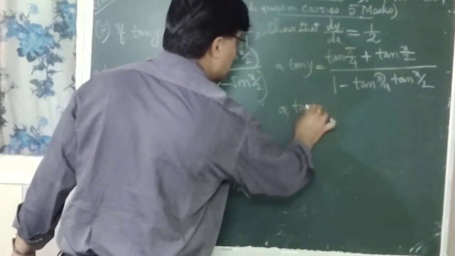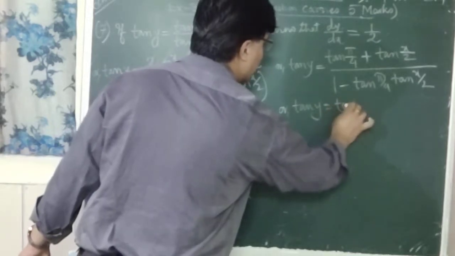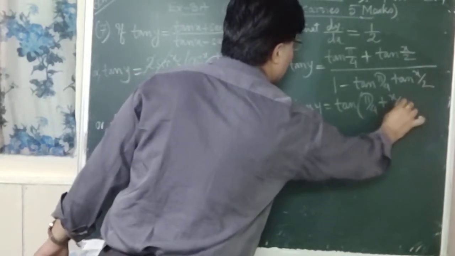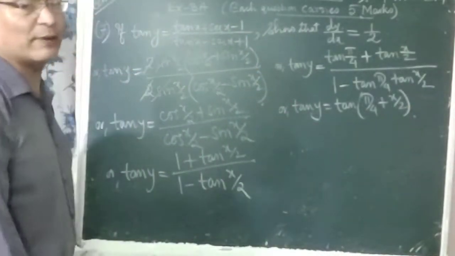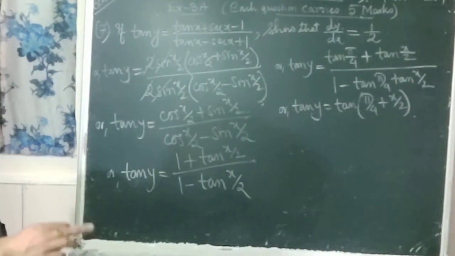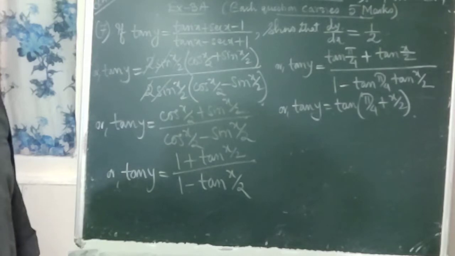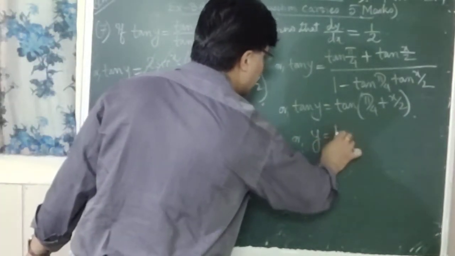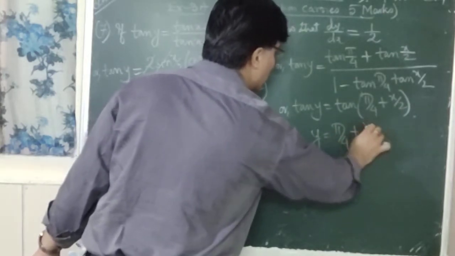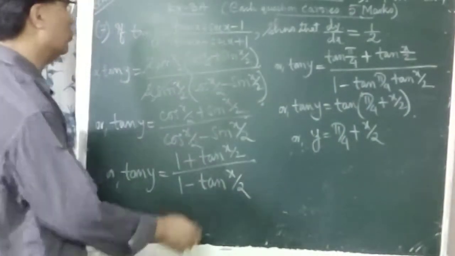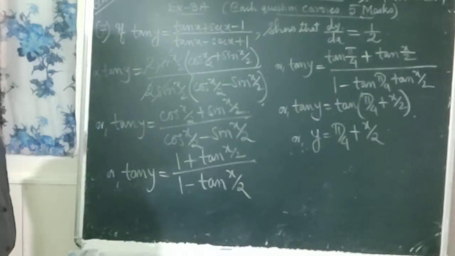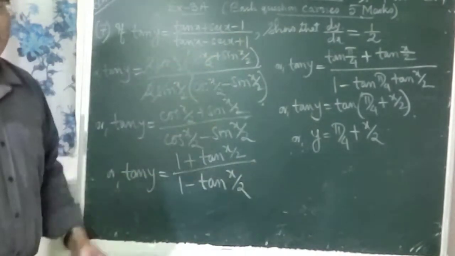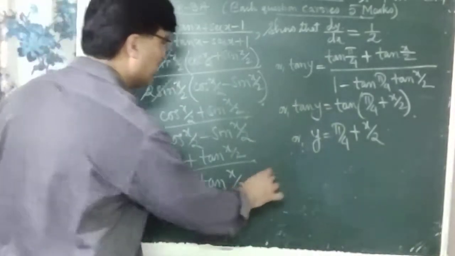Or tan y is equal to, what is the formula here now? It is tan of a plus b. What is a plus b? Pi by 4 plus x by 2. From both the sides, what can you cancel? Tan will be cancelled. So what do we get? y is equal to pi by 4 plus x by 2. So this is the simplified form. Now, you can easily differentiate it, isn't it? And you can prove that dy by dx is equal to half.